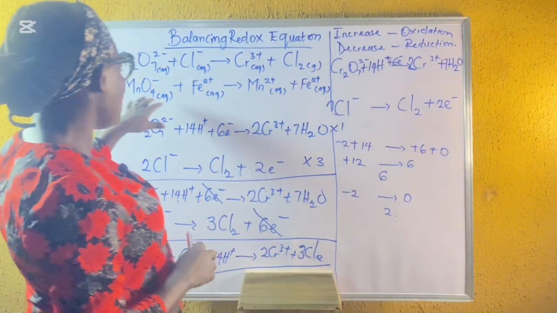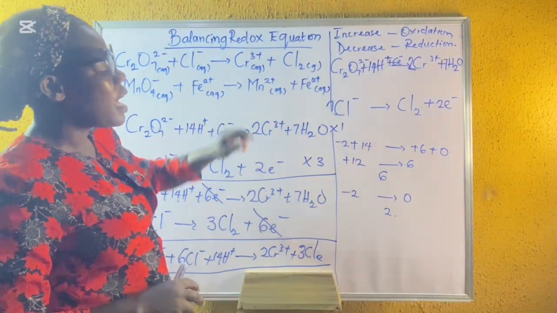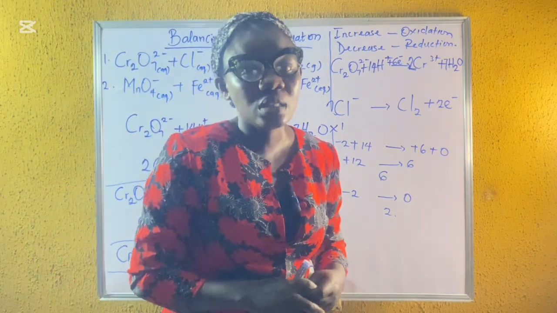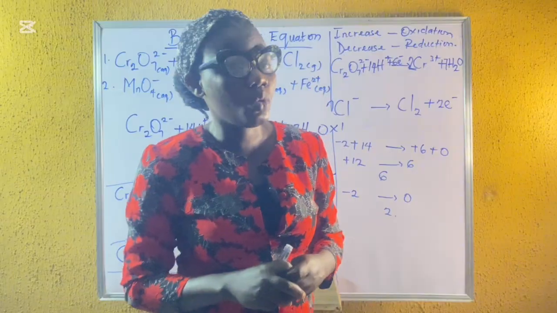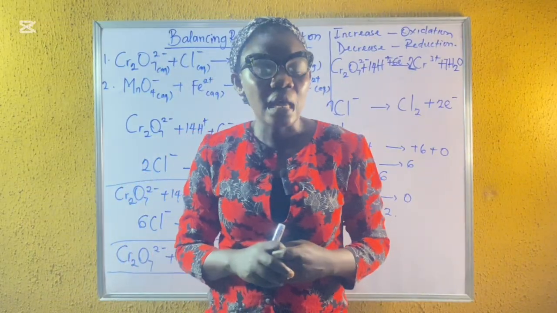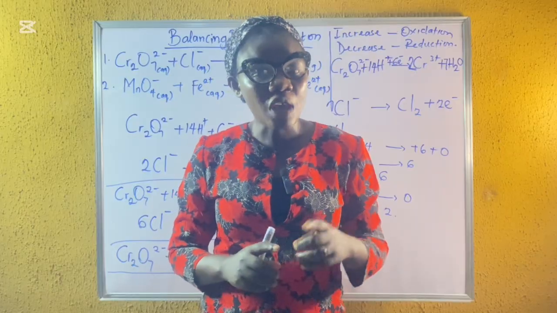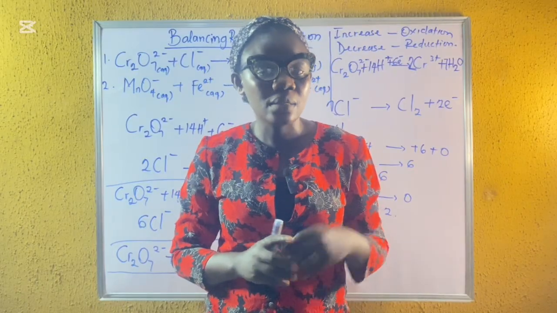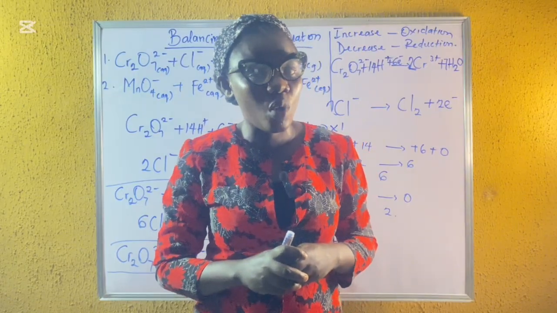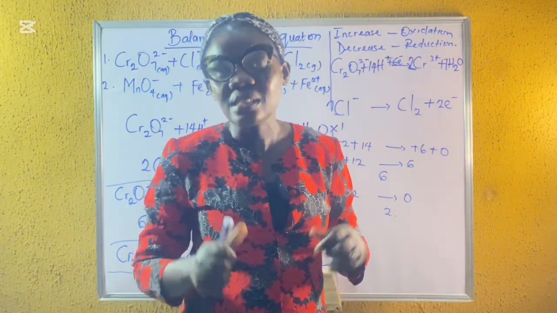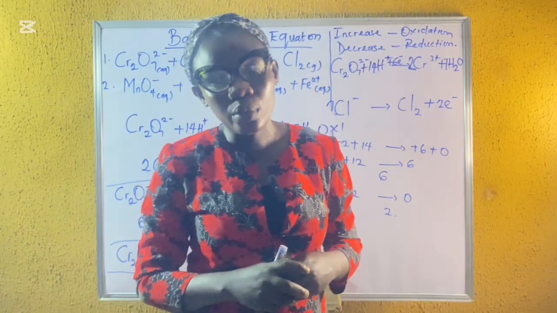So the second question, which is MnO4- plus Fe2+ to give Mn2+ plus Fe3+, I would leave you to go do that. Please do it and give me the final result in the comment section. If you have issues doing that, please let me know also in the comment section, and I will have to do it for us. And if you have gotten it, I will be glad that you followed me through in the first example.